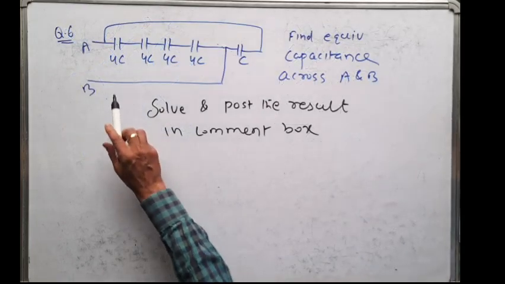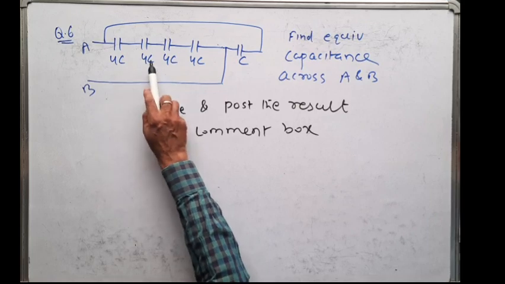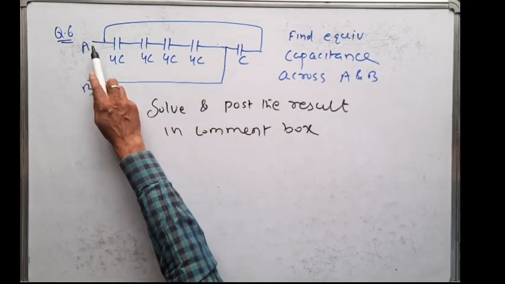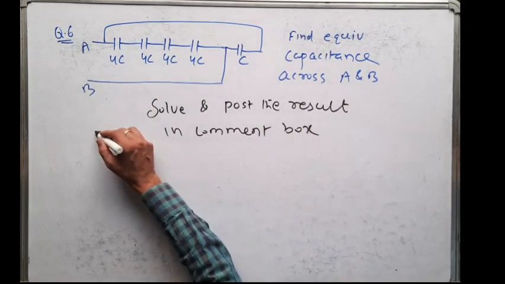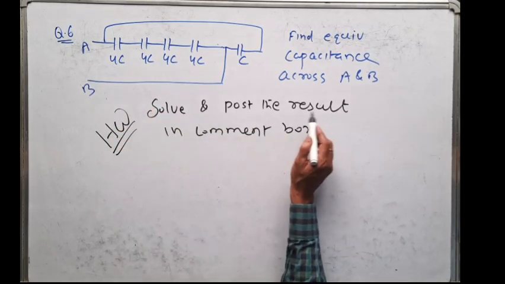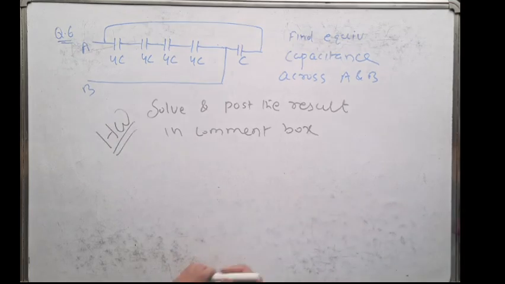Now see, this is question number 6. In this arrangement, this is 4C, 4C, 4C, 4C, this is C. In this arrangement, you have to find the equivalent capacitance across A and B. This is your homework. Solve this and post the answer in the comment box. Try to do it at your home.